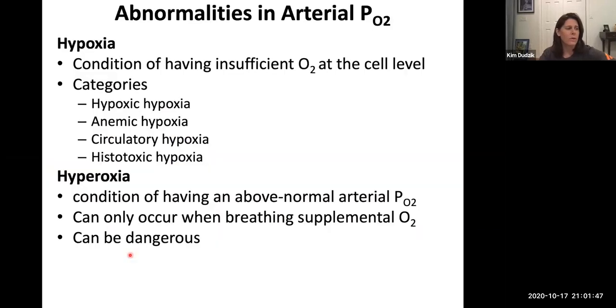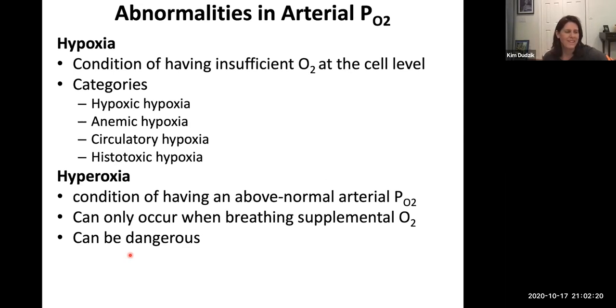Okay, so what are some of the problems we can get, abnormalities in our arteries with the partial pressure of oxygen? Well, if we're not carrying enough oxygen at the cell level, then we have a condition called hypoxia. Remember, hypo means low. So this is low oxygen levels. There are different types of hypoxia.